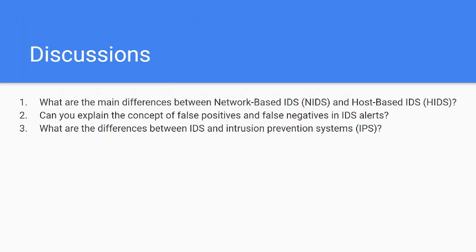So what is our discussion? What's the main difference between network-based IDS and host-based IDS? We talked about network-based, that it monitors the network, while host-based monitors individual devices. So what is the core difference? Go through the notes, research, and just think about it. Then, can you explain the concept of false positives and false negatives in IDS alerts? We talked about false positives, we talked about false negatives. Can you explain that concept?